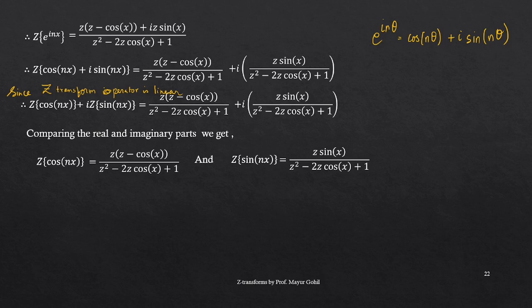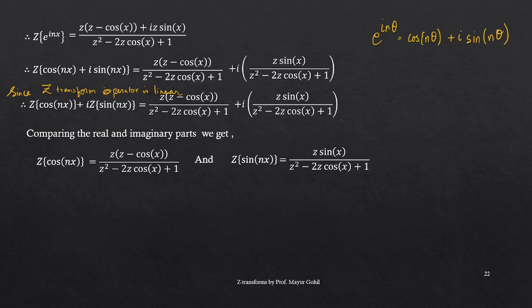So the only thing we need to remember is, for cos, in the numerator there is z into (z minus cos x), and in the sine, there is z sin x. Remember one thing very carefully, that the answer of Z transform of cos nx and Z transform of sin nx is independent of n. The n has not bothered anywhere in the process. So please be careful that it is not going to be affected. This is one very cool feature of Z transform and its answers.